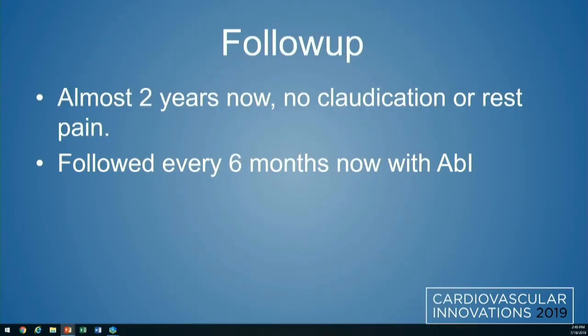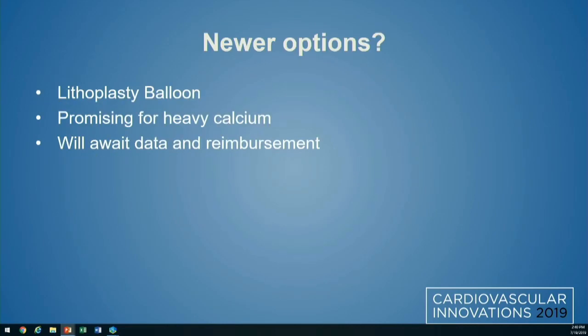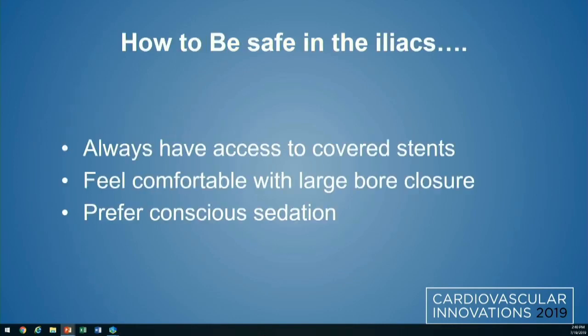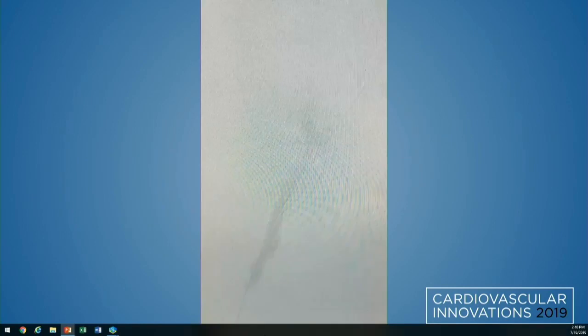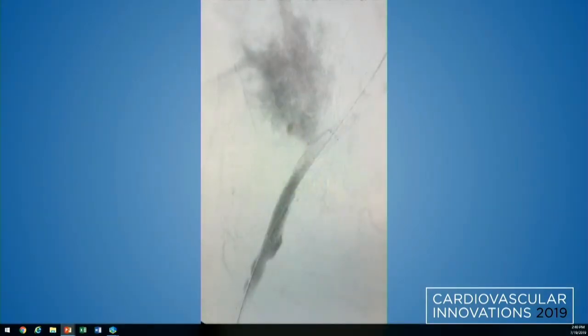She actually did fantastic for 2 years, follow her up every 6 months, and doing great. So I think you have to be improvisational in these situations. Other options, like we talked about already, lithoplasty, reimbursements are important. And I think we talked about this before, is always have your backup plans, have covered stents ready. You don't want to run into these situations.